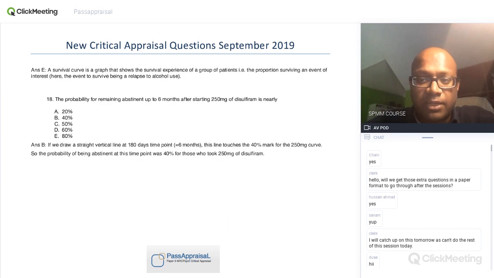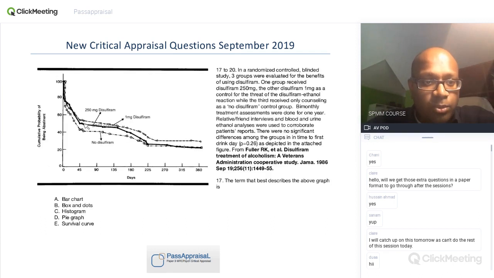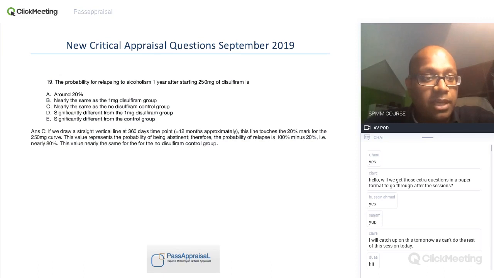Okay, so let's go back to the graph. Let's look at the 250 milligram plot, which is thick dark line, and we're going to look at 360 days. Okay, and 360 days equates to, can you see this point here I'm touching? Yeah, and that equates to around 20%. Okay, many observations to make here. One is the probability of being abstinent is 20%. So the probability of relapse in 1 year will be yes, 80. So 80% of people are going to relapse. Okay, so that's important. So around 20 is wrong.